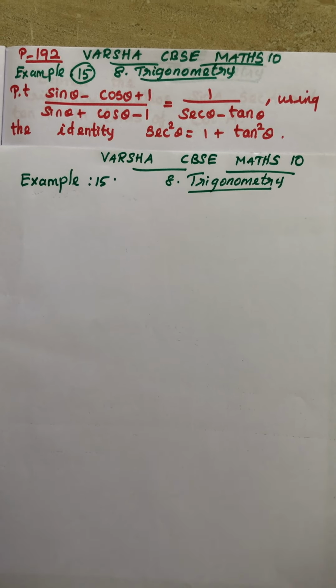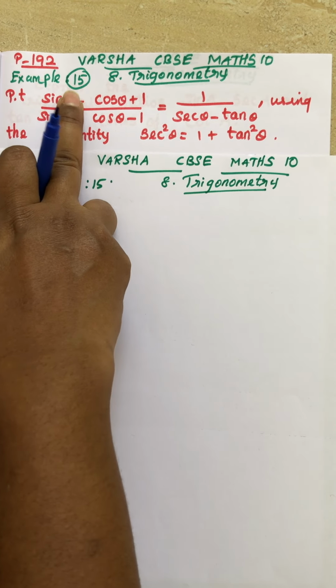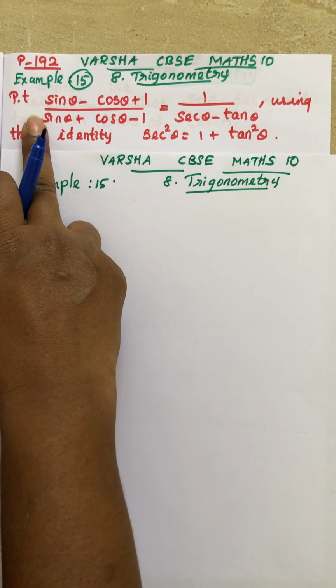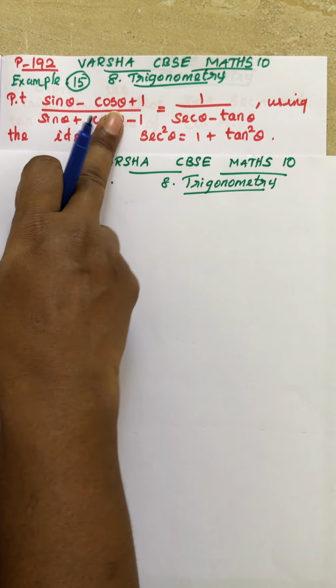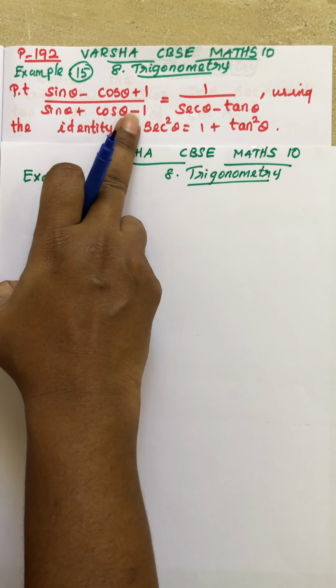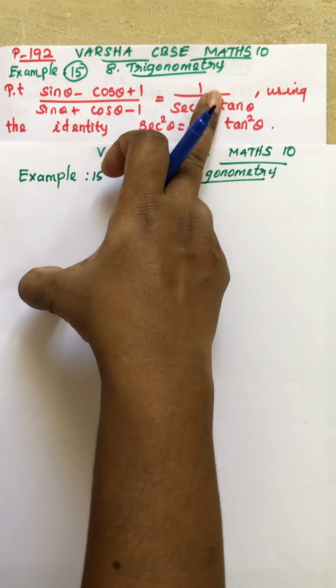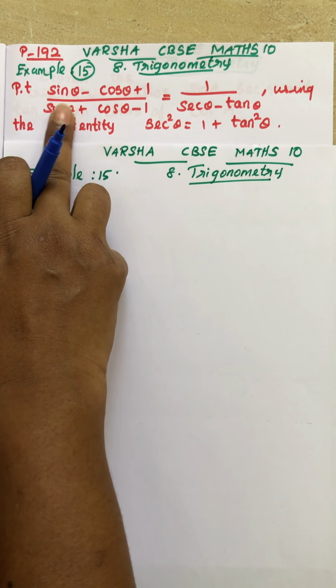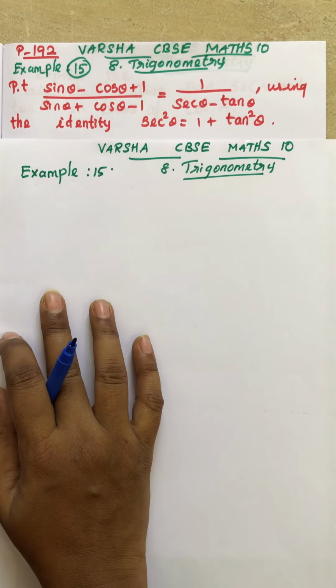This is the 8th lesson, example 15, page number 192. Prove that (sin theta minus cos theta plus 1) divided by (sin theta plus cos theta minus 1) is equal to 1 by (secant minus tan). So you have to take your LHS and derive the RHS.